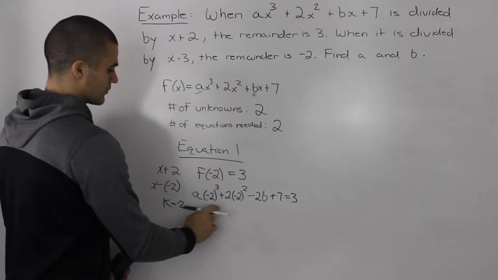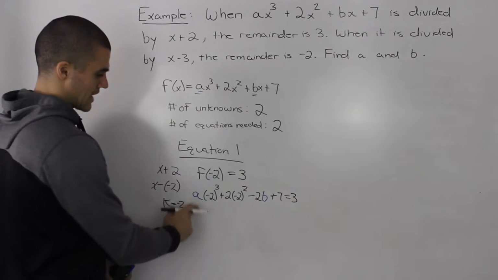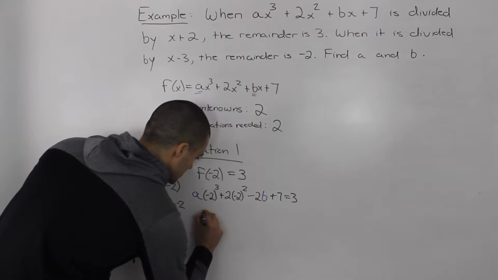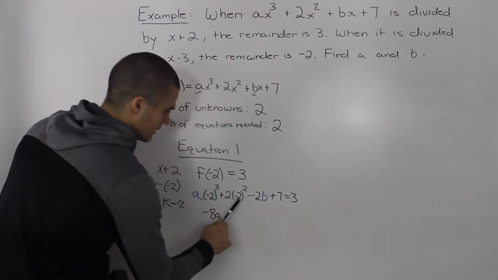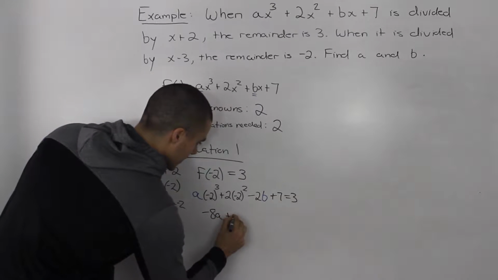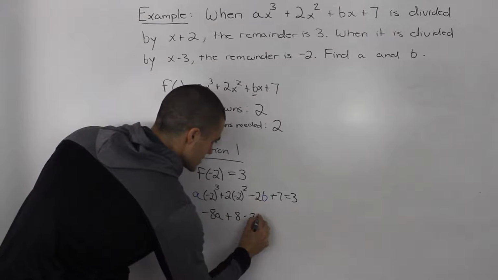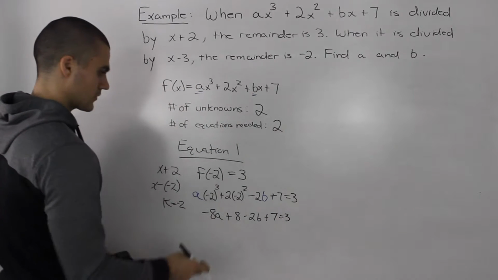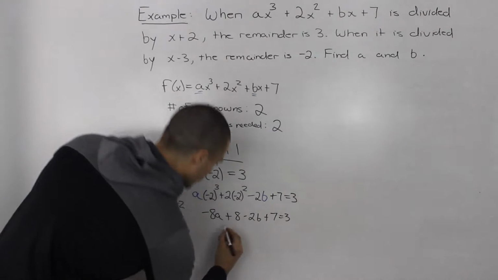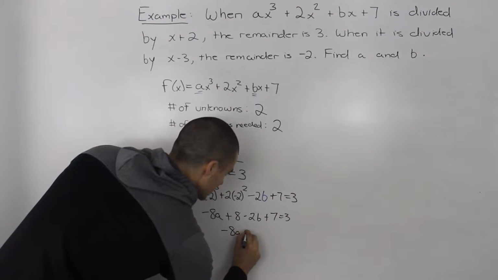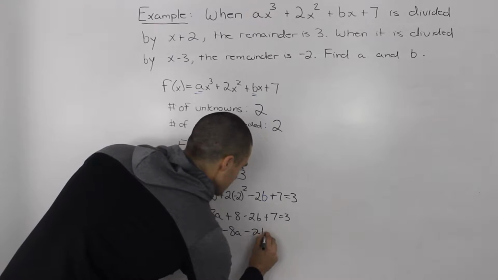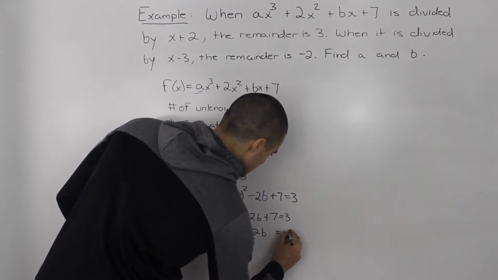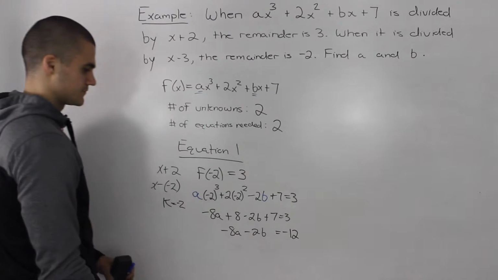So taking the dividend and plugging in negative 2 for the x values, our a and b values still stay there. Negative 2 to the power 3 is negative 8, so we'd have negative 8a. Negative 2 squared is 4, times 2 is 8, minus 2b plus 7 equals 3. Now bringing this 8 and 7 over, we'd have negative 8a minus 2b is equal to 3 minus 7 minus 8, which would give us negative 12.